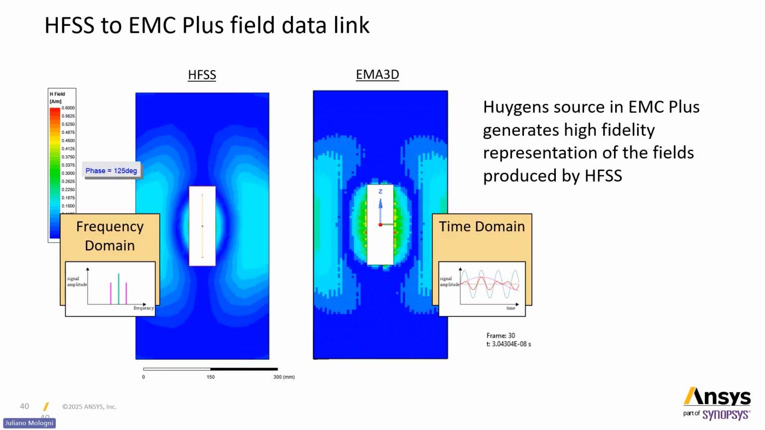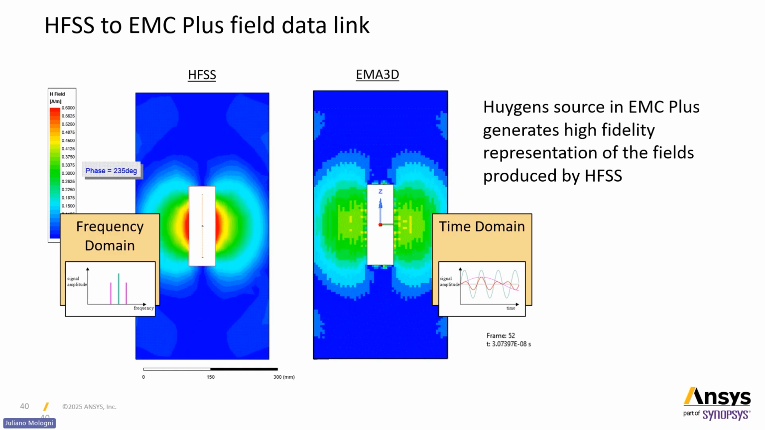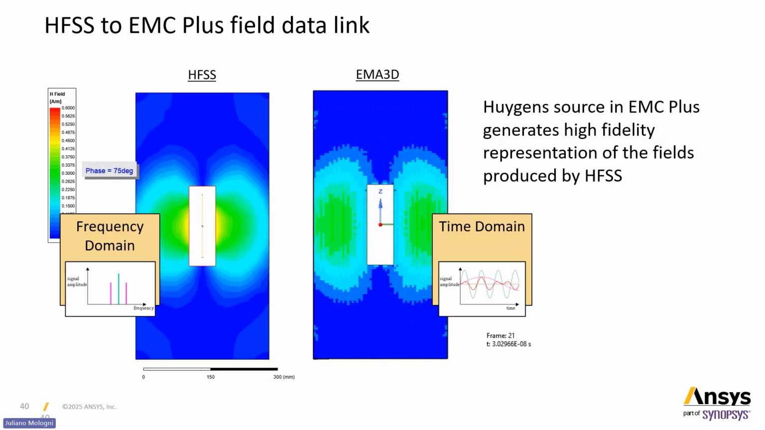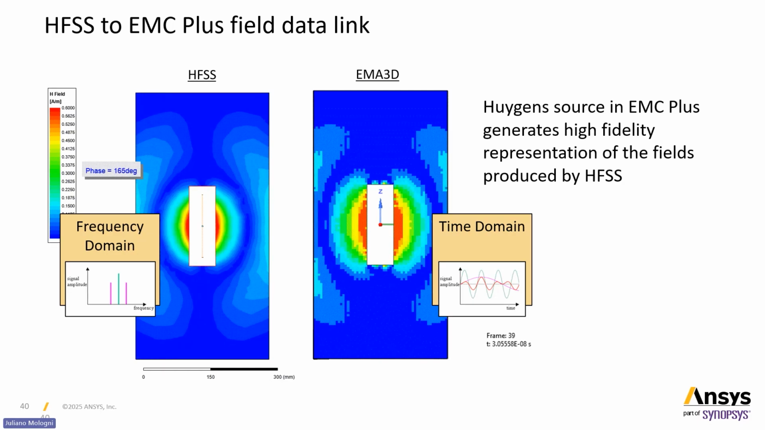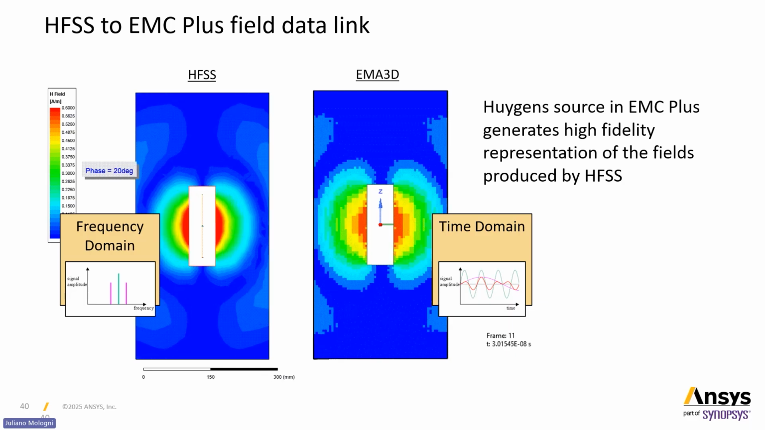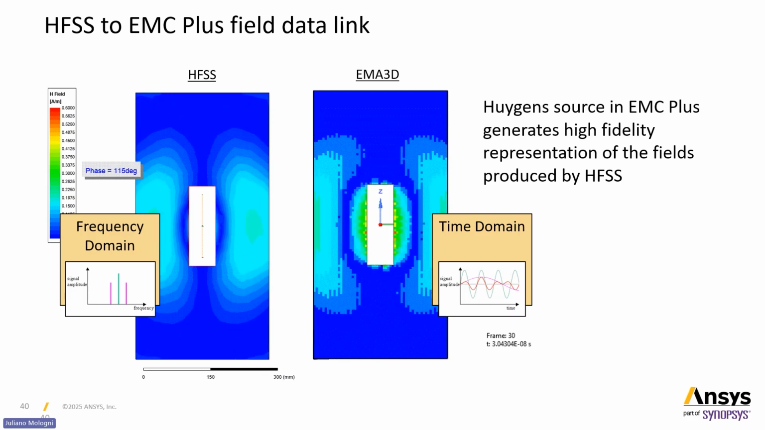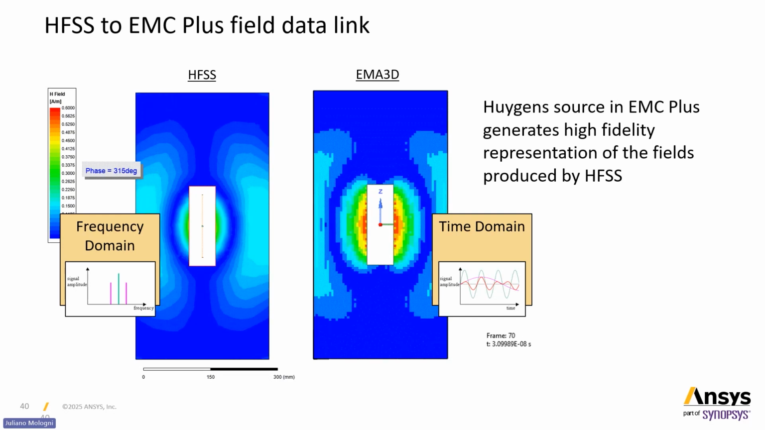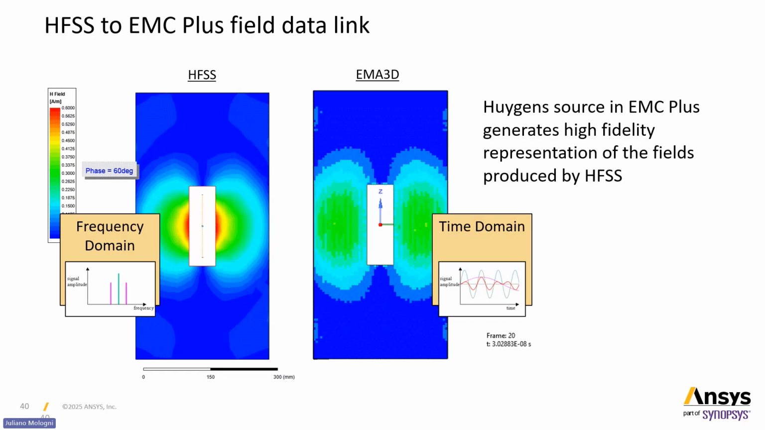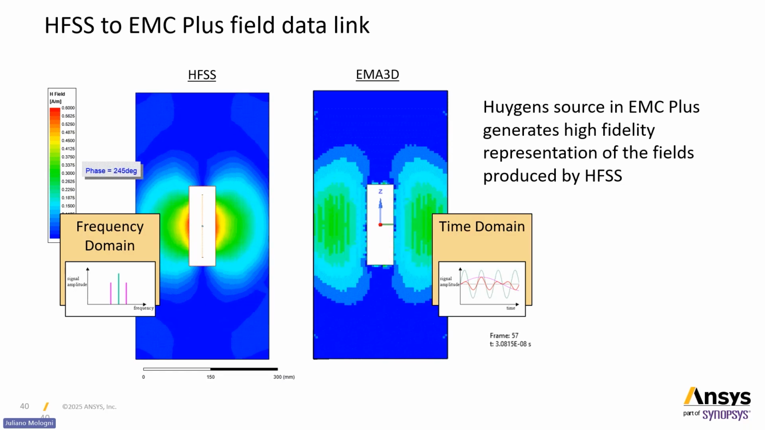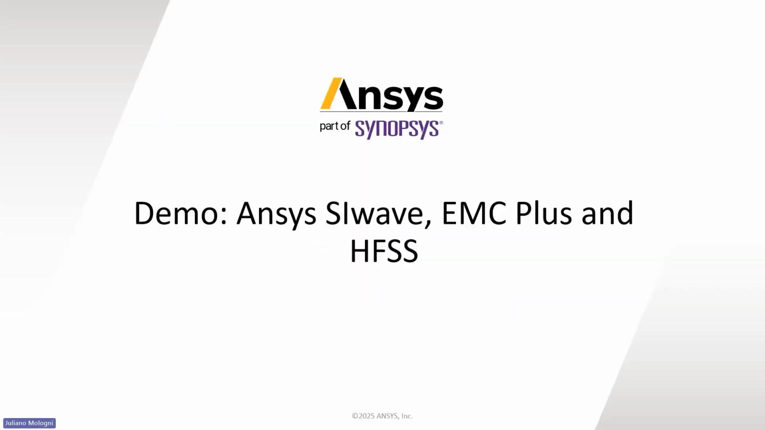So here on the left-hand side, you see a dipole, and then you have the box around the dipole. You see the fields from HFSS, that's in the frequency domain. We take the fields on that box, the Huygens box, generate current sources, and bring that into EMA 3D to generate the fields. And you can see that they're virtually the same, right? Here I call it EMA 3D because EMA 3D develops EMC Plus, which solves in time domain, but the fields are exactly the same.